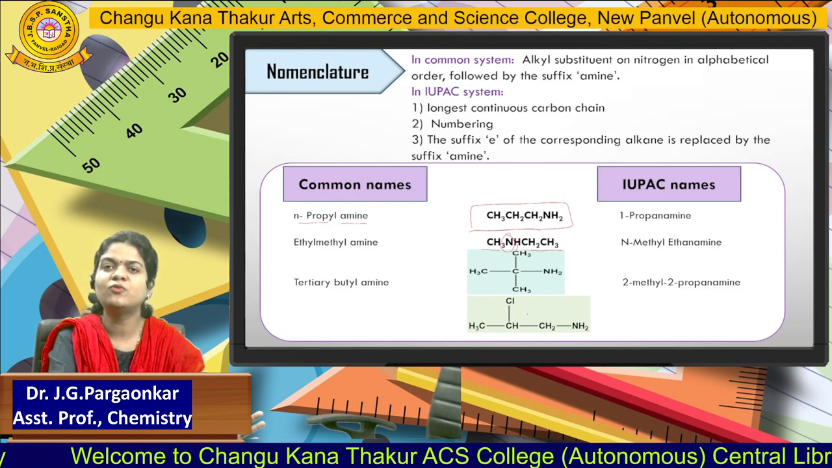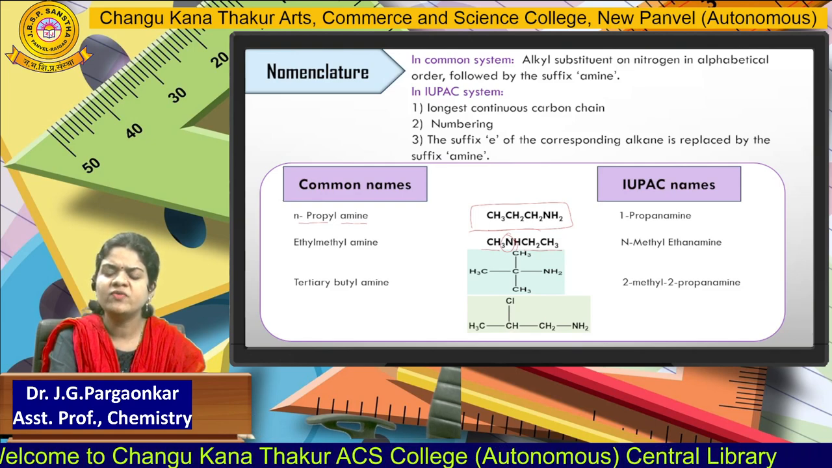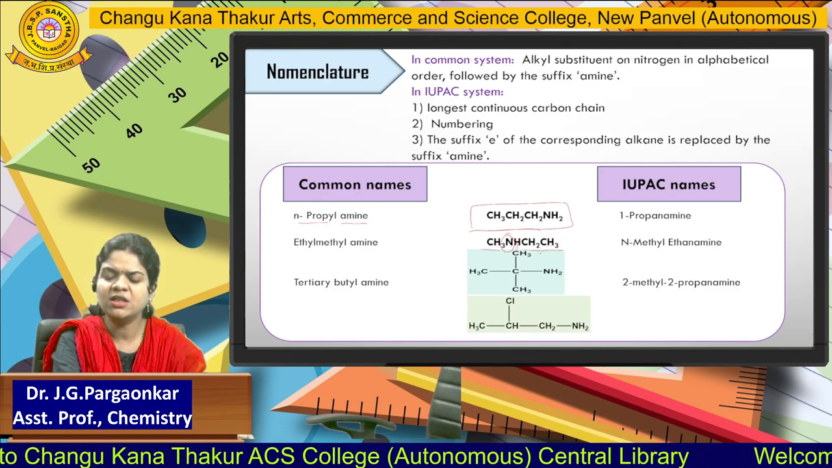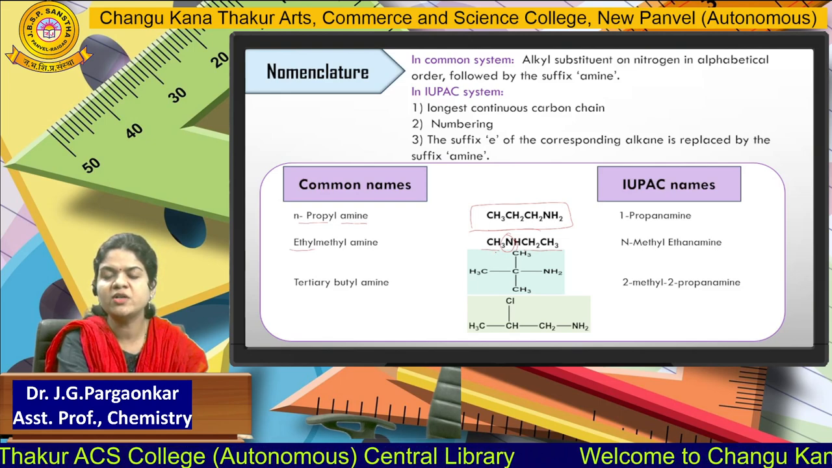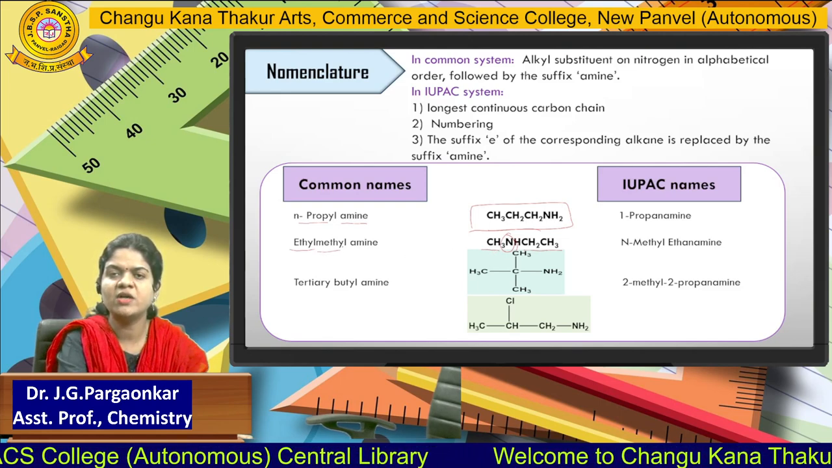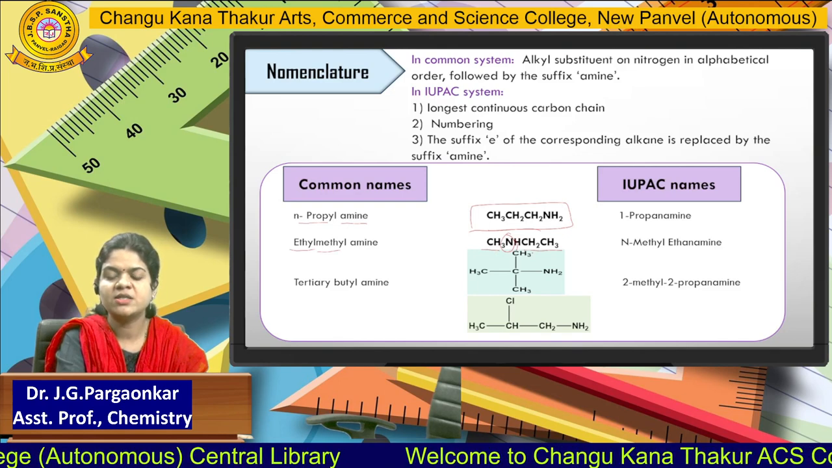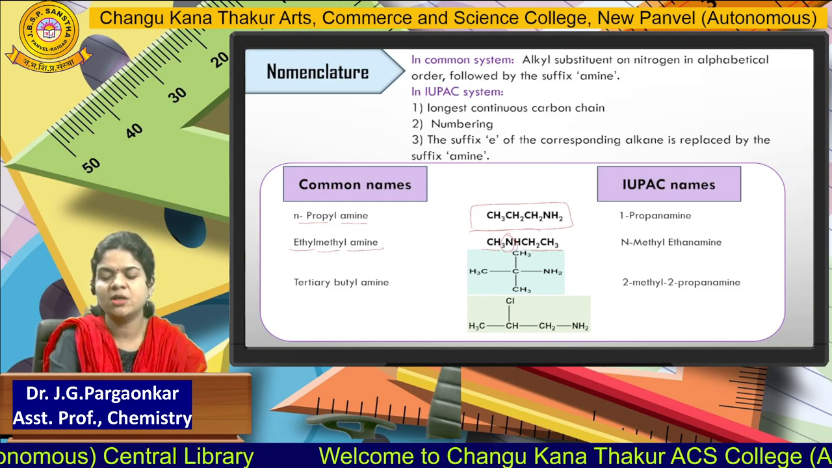So here you have to follow the alphabetical order. Which comes first? E. So that's why the name starts with ethyl. For the second substituent, what is the name? Methyl. So I will write methyl. And next, ending with the suffix, amine.